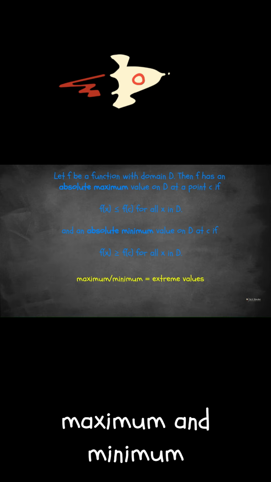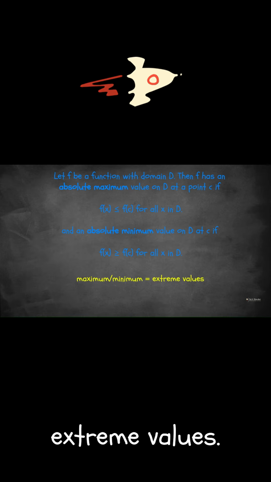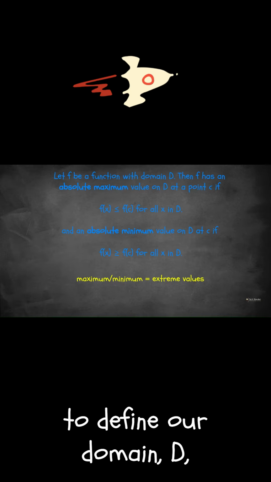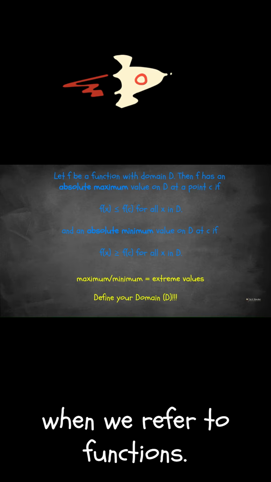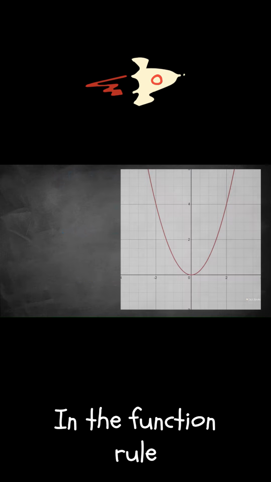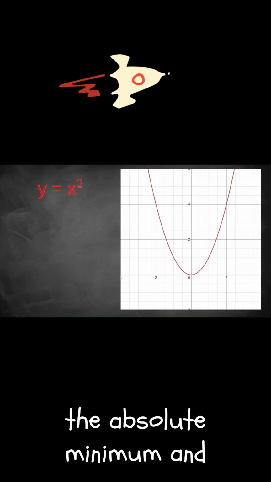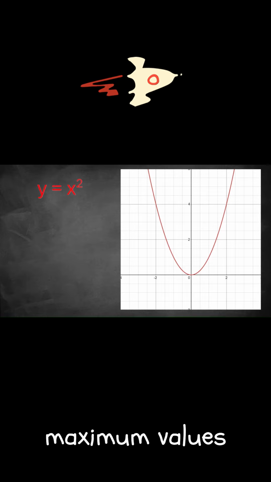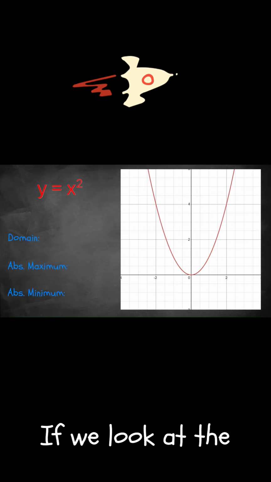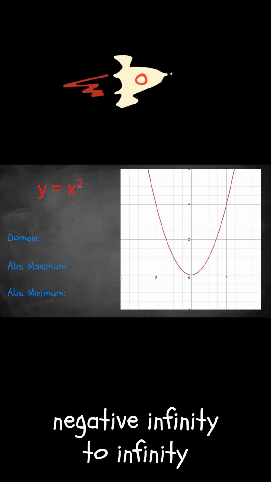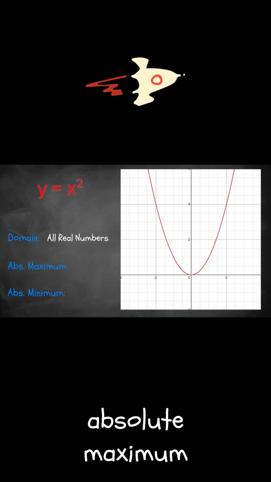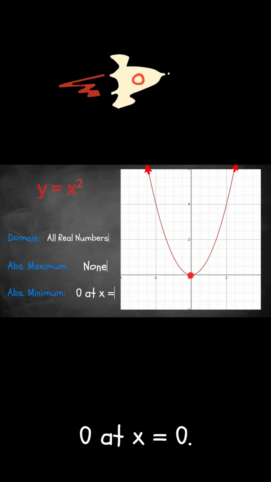In this lesson, maximum and minimum values are also referred to as extreme values. It is important to define our domain D when we refer to functions. Here's why. In the function rule y equals x squared, the absolute minimum and maximum values vary depending on the defined domain. If we look at the natural domain of the function, negative infinity to infinity, there will be no absolute maximum, and the absolute minimum is 0 at x equals 0.